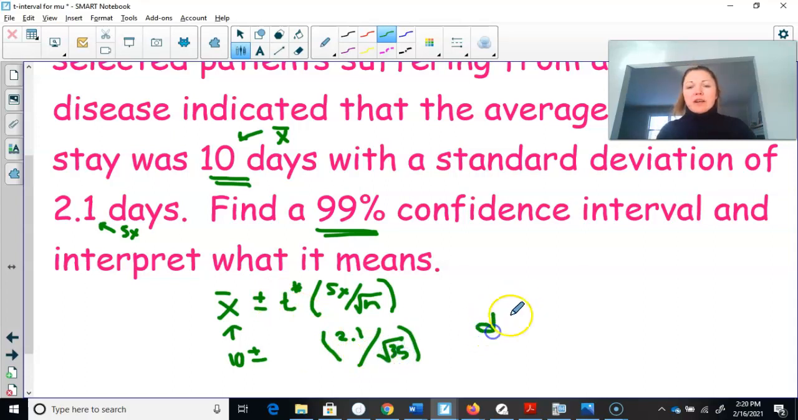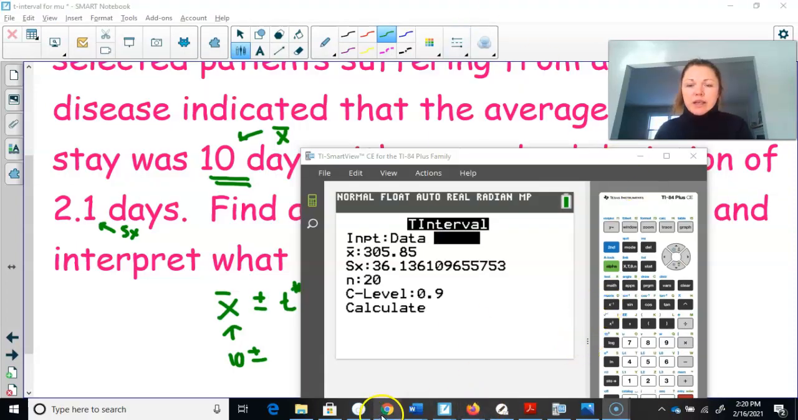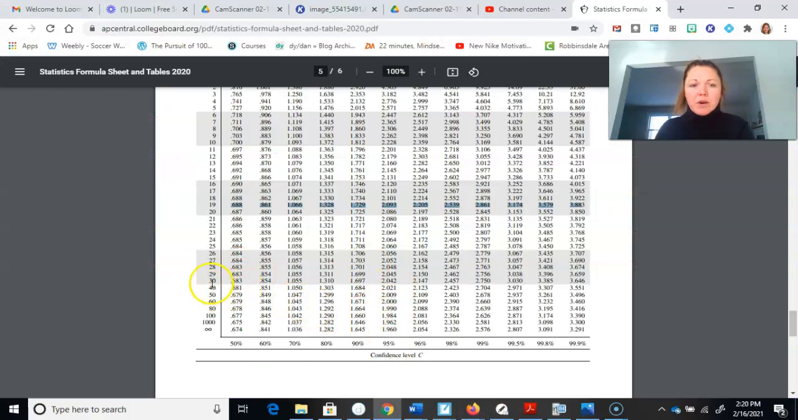Now our degrees of freedom, which you do need to show as part of your work. Your degrees of freedom are 35 minus 1, which is 34. Now here's the issue. Let's look at our chart. We don't have a 34 right here, so we need to round to 30.